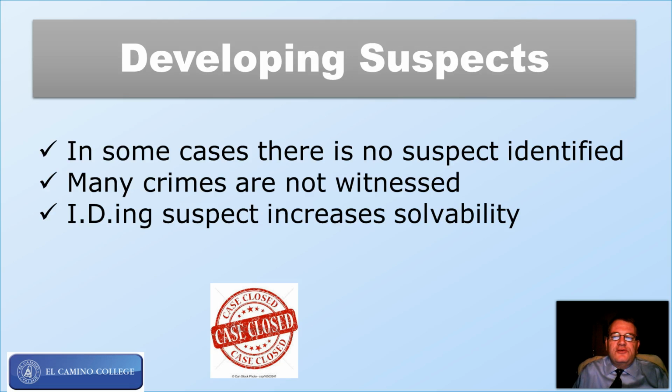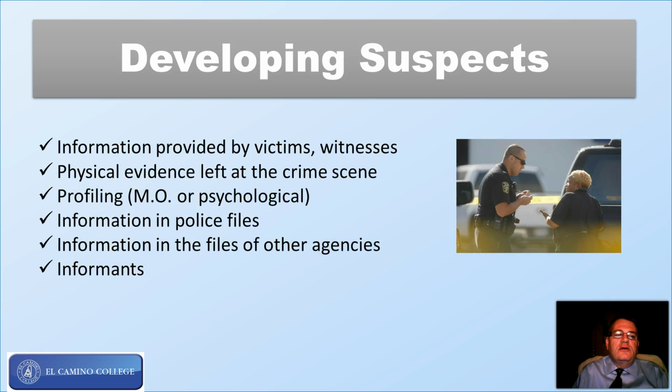In some cases, there's no suspect identified. In other words, if there's an on-view arrest, you see somebody rob a bank, drunk driving, something like that, you make the arrest. But a lot of times you'll get there and there's no suspect on scene. No witnesses to point out a suspect for you, so you've got to develop your suspect. How do you do that? That also increases the solvability of your case if you can identify a suspect. So how do you do that?